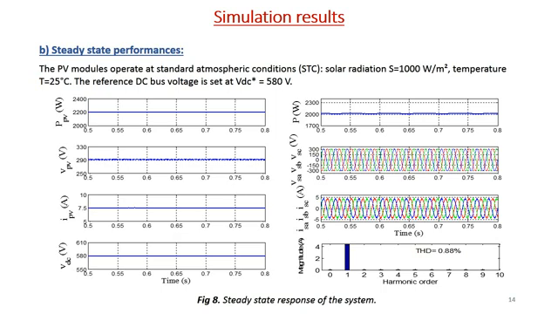The injected currents are in phase with the grid voltages and have sinusoidal waveforms with low harmonics, with THD less than 1%.